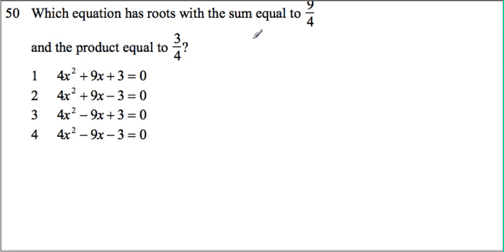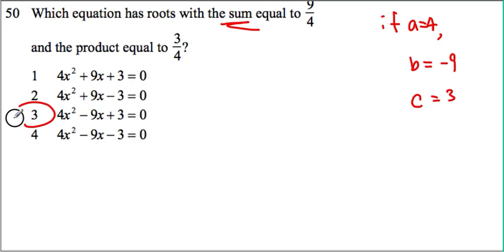Number 50. Sum is equal to 9 over 4. Once again, if our a value is equal to 4, now notice that b is not 9 but negative 9. You see, sum and b have opposite signs given that a is positive. How about c? c would have been equal to simply 3. So 4, negative 9, and 3, which will be choice 3.